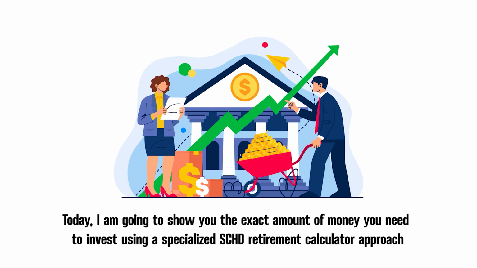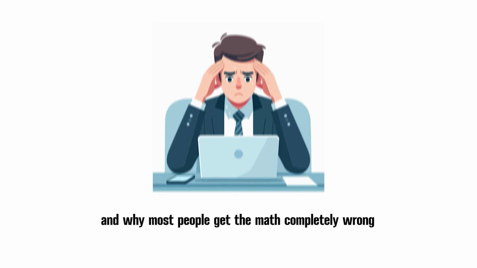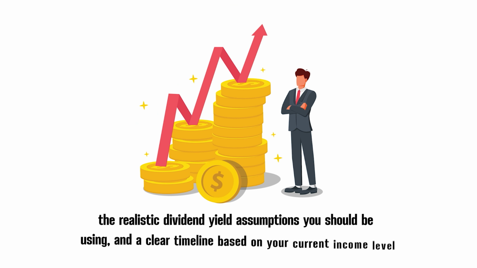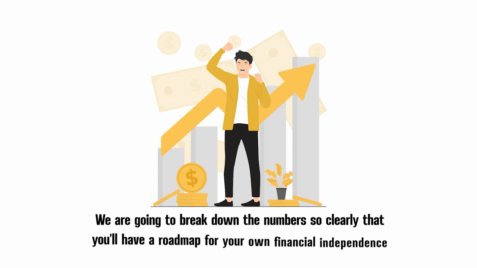Today, I am going to show you the exact amount of money you need to invest using a specialized SCHD retirement calculator approach, and why most people get the math completely wrong. By the end of this video, you are going to understand the exact investment needed to hit that goal, the realistic dividend yield assumptions you should be using, and a clear timeline based on your current income level. We are going to break down the numbers so clearly that you'll have a roadmap for your own financial independence.